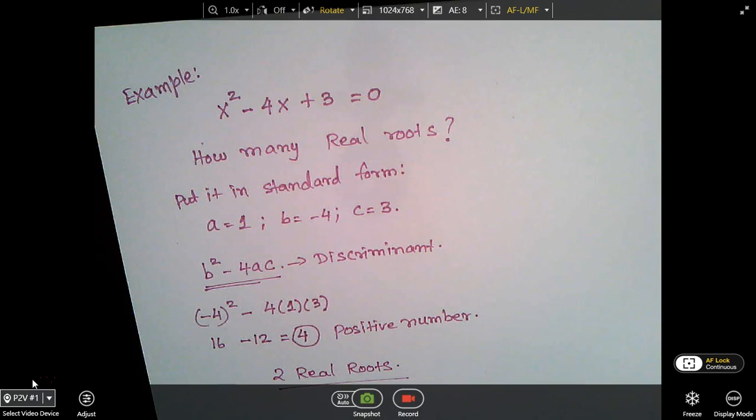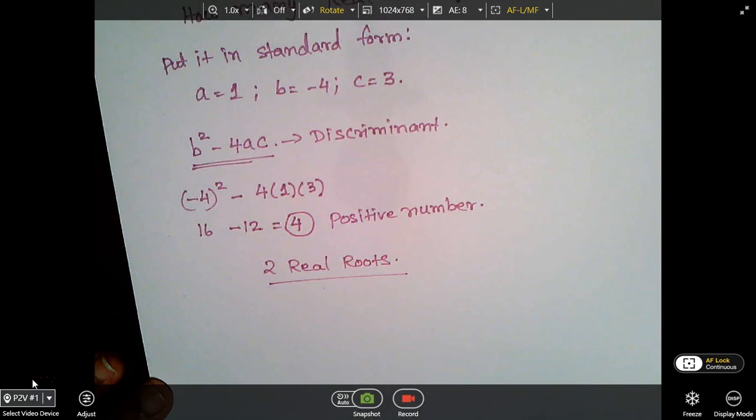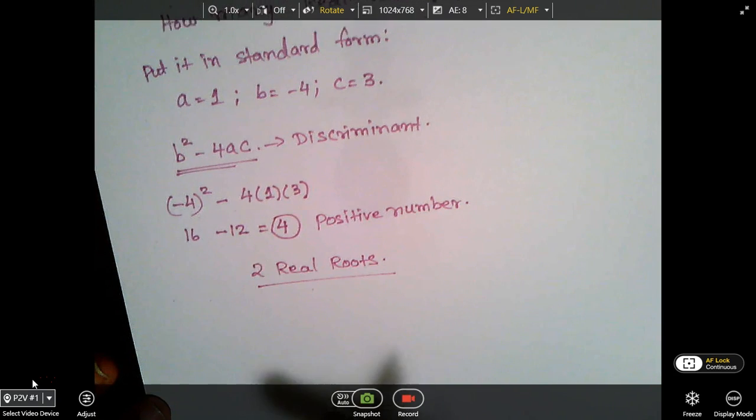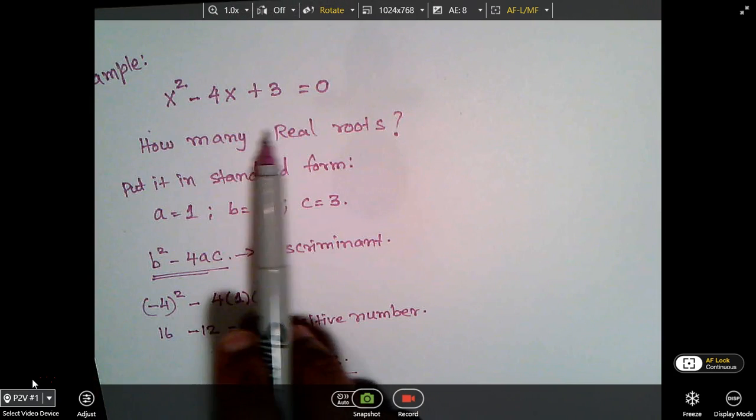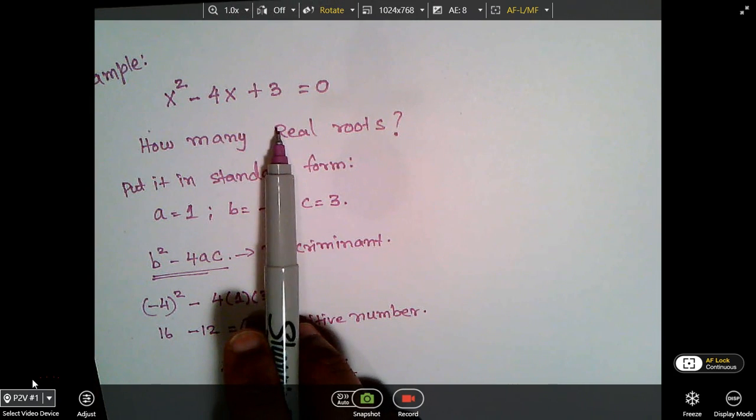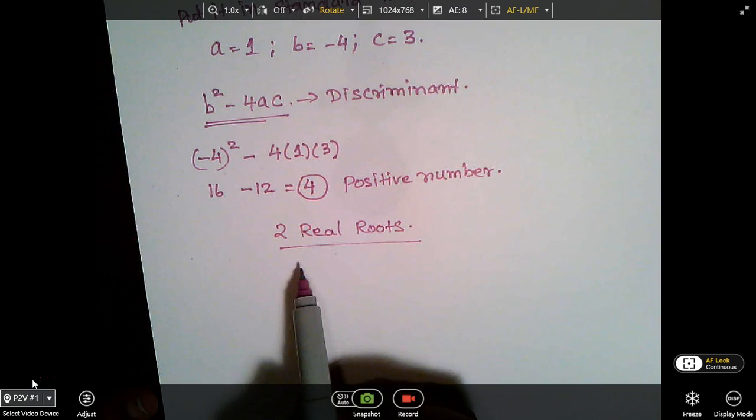That's all they want to know, how many real roots there are. They're not asking you what they are. If they ask you what they are, then you will go ahead and solve this equation by any of the methods that you know. All I want to know is how many real roots there are.